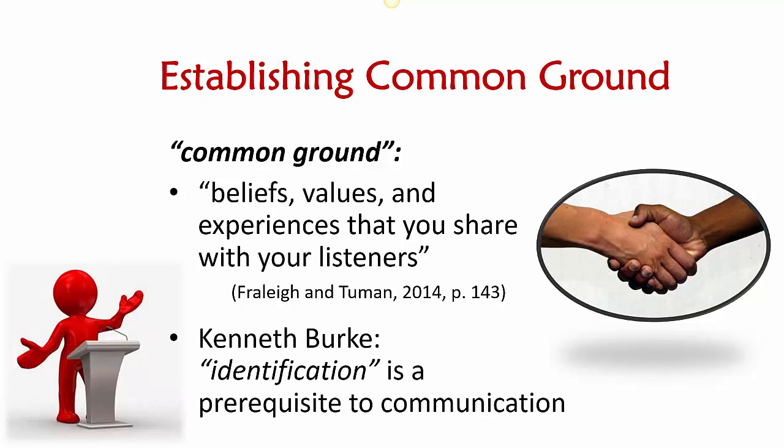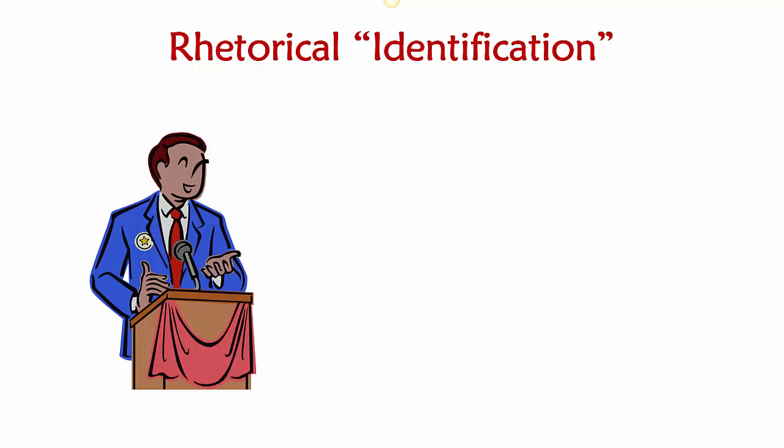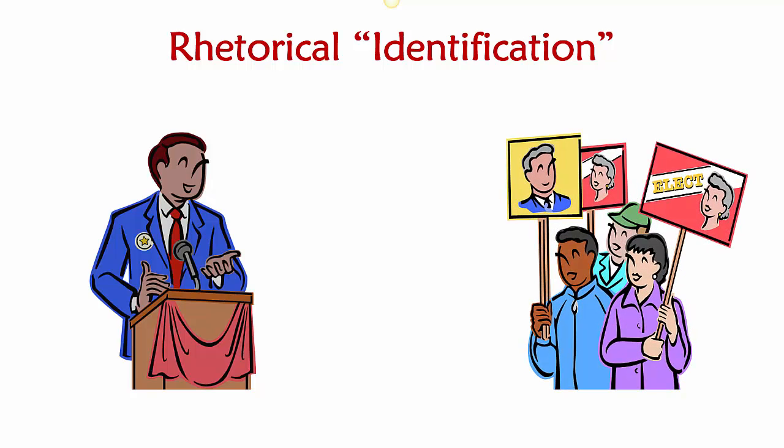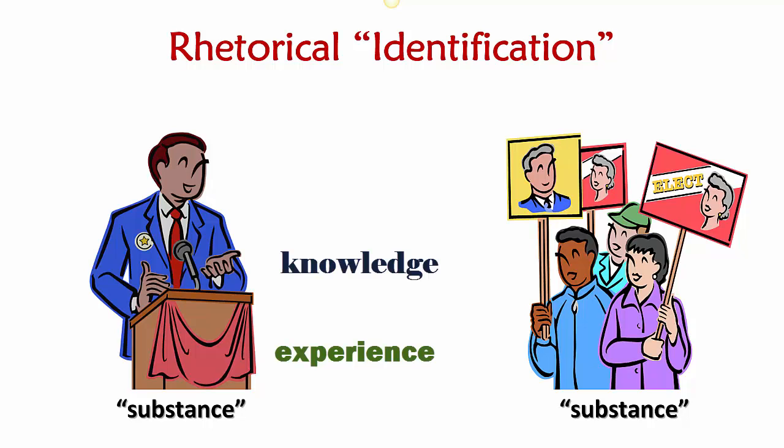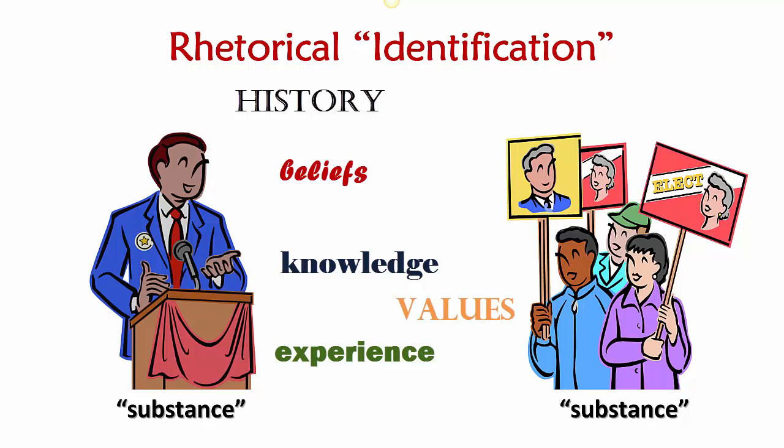Rhetorical theorist Kenneth Burke describes the process of identification as a prerequisite to communication. If you're going to effectively inform, or especially if you're going to effectively persuade your audience, you need to establish identification first. What does that mean? Consider the situation. We have a politician running for office, and we have an audience filled with potential supporters and potential opponents. Now, in any communication situation, both speaker and audience will have what Burke calls substance, literally the ground that you stand upon. And for Burke, that means things like knowledge, experience, history, beliefs, values, attitudes, the language that we use, and so forth.